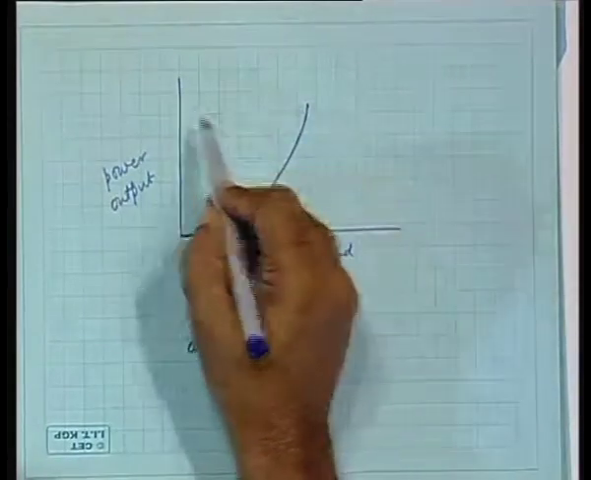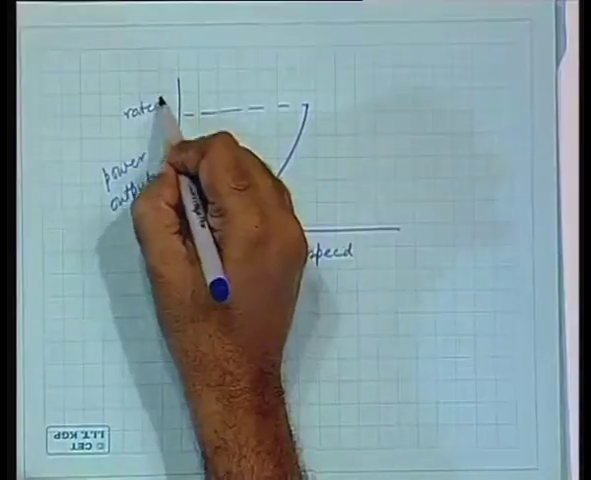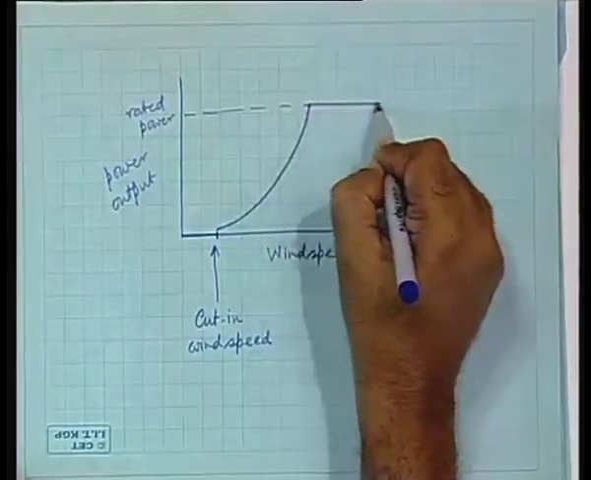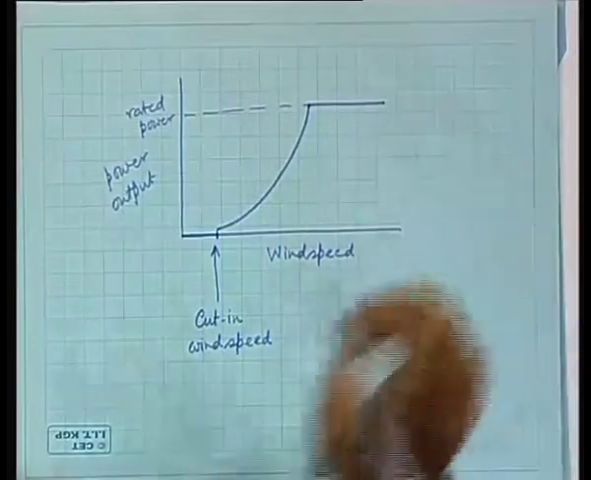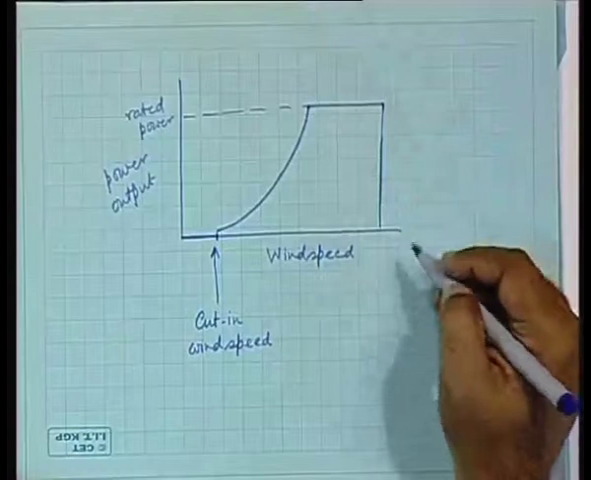But after some time, you reach the power generation capacity, the rated power of the generator. Even if the wind speed increases, you cannot allow the generator power output to increase, because then it will overheat and burn. So there has to be some mechanism then of keeping the power output constant as the rated power. So it will be kept constant at the rated power till a certain wind speed, beyond which it is dangerous to operate the wind turbine. So at that point it will be closed down.